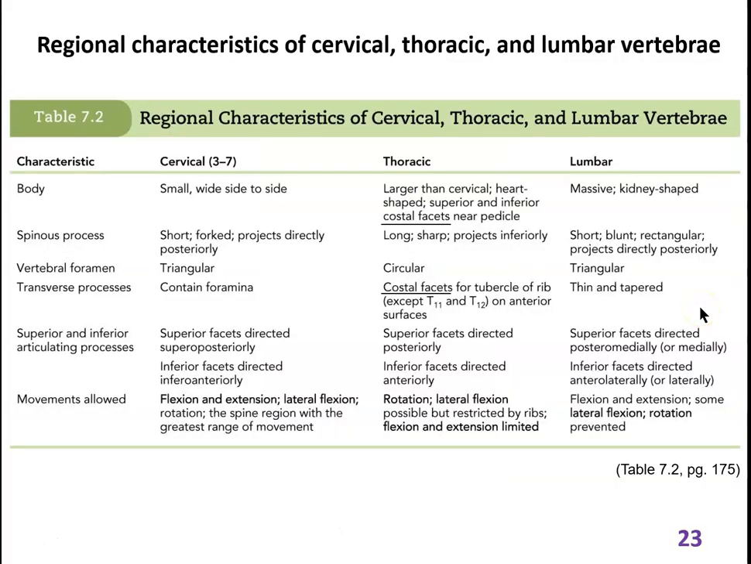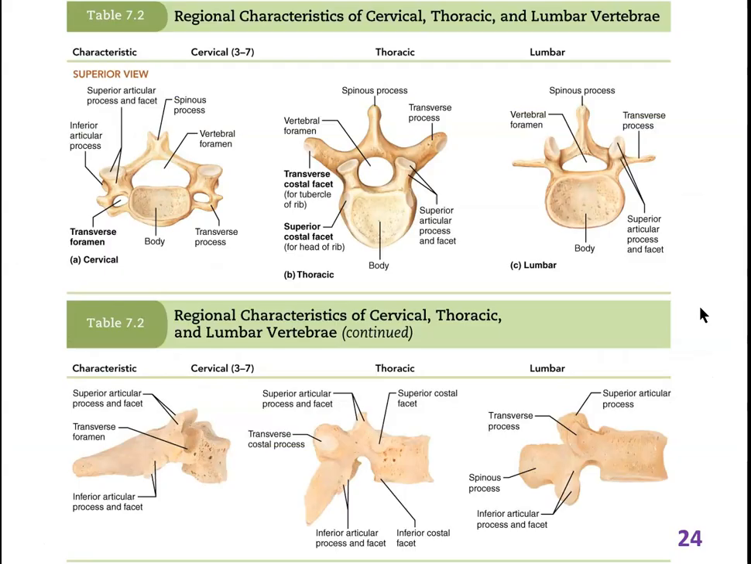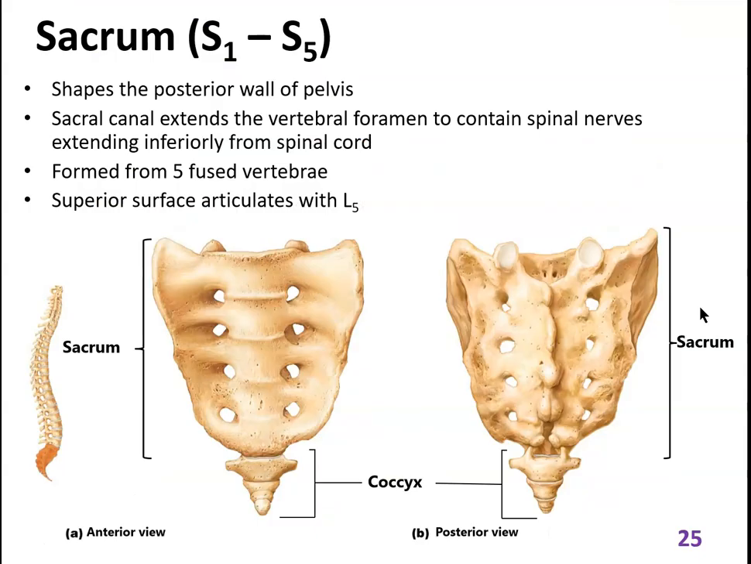This is a table from the textbook that can help you review the differences between the types of vertebrae. And these are figures from the textbook. These are nice figures. This is usually where we get the figures that are in the lecture slides, but these are a little bit cleaner. So that's the vertebral column for the most part.